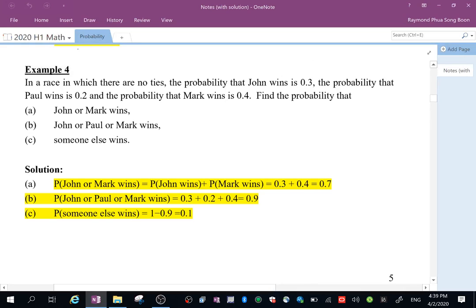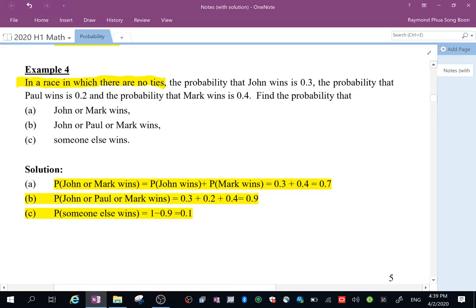Okay, so in example 4, it talks about a race in which there are no ties. So do take note, the question is talking about a situation where there are no ties. That means each time there's only one winner. The probability that John wins is 0.3, the probability Paul wins is 0.2, and the probability that Mark wins is 0.4. What is the probability that John or Mark wins?